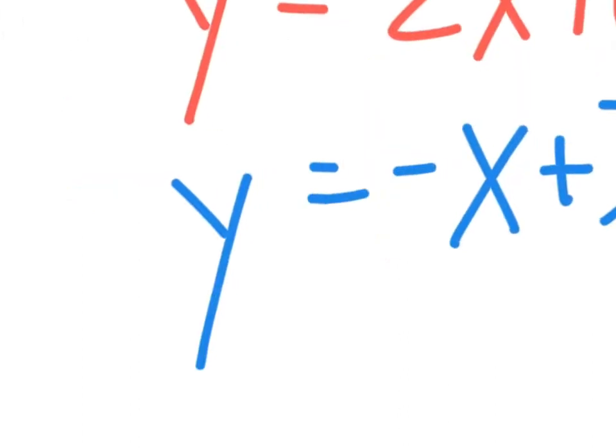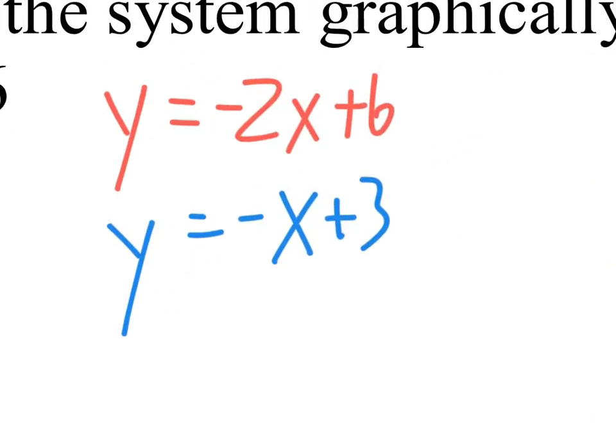Great. And when we take a look at these, what I know is that we've got, of course, our y-intercept right here, and this is our slope. So negative 2 is the same thing as 2 over 1. And negative x is the same thing as what?